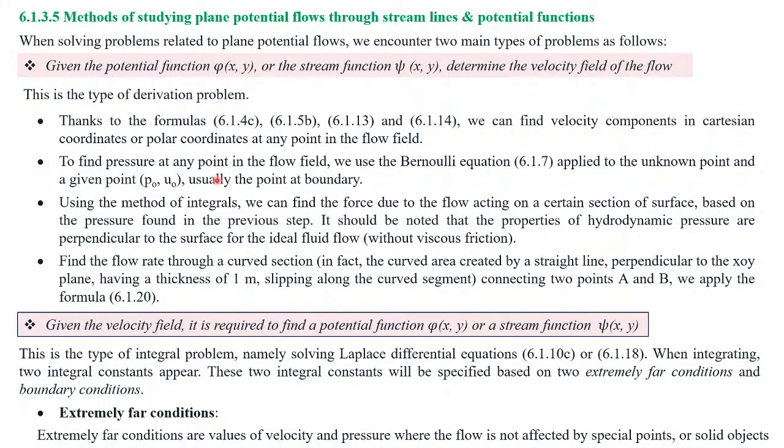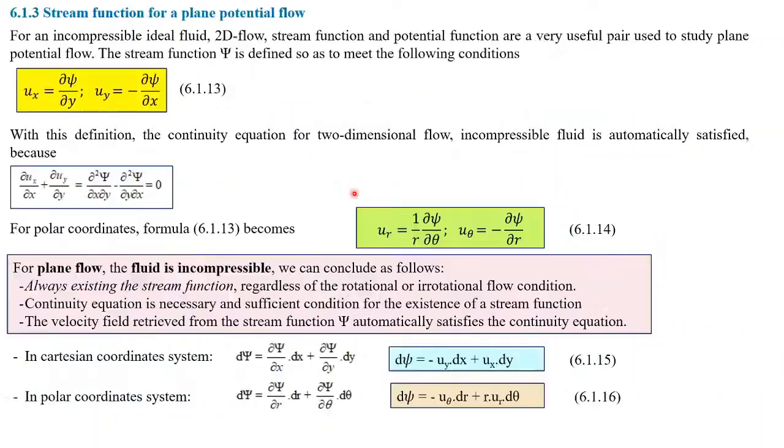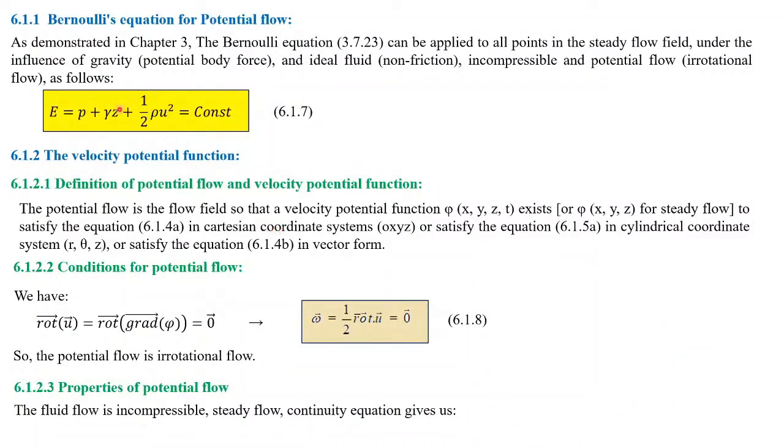To find the pressure at any point in the flow field, we use the Bernoulli equation applied to an unknown point and a given point with p0, U0, usually the point at the boundary. I show you the Bernoulli equation. This is the Bernoulli equation, E is constant at any point on the flow field.